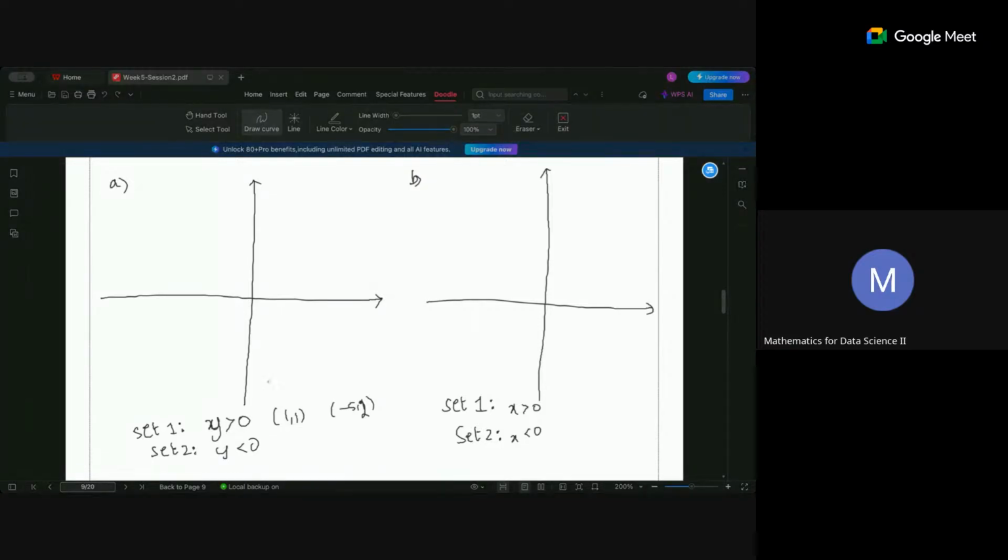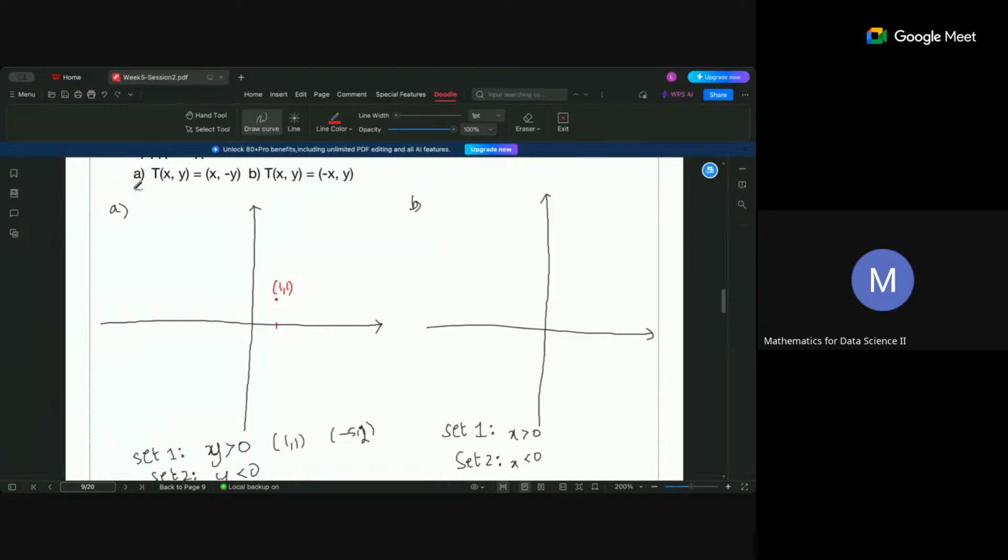What is it that you have observed? Anyone, can you tell your observations? So let us say we are having some point here, for example 1 comma 1. What is the image of 1 comma 1 for this transformation? 1 comma minus 1. So it is here, 1 comma minus 1.